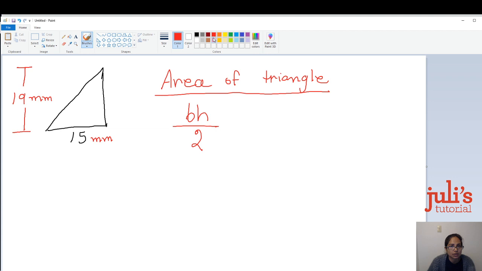So base, which is going to be 15, times it by the height, which is 19, divided by 2. 15 times 19 is 285. This is not divisible by 2, so we're gonna have a remainder. So the answer is gonna be, you tell me.